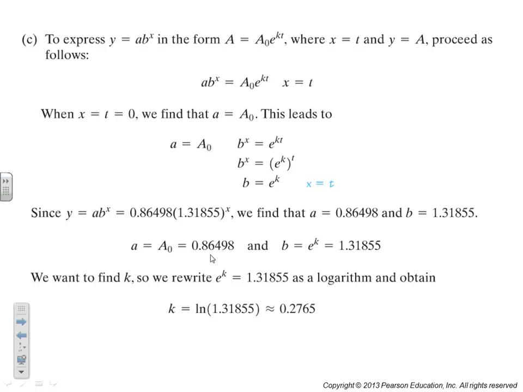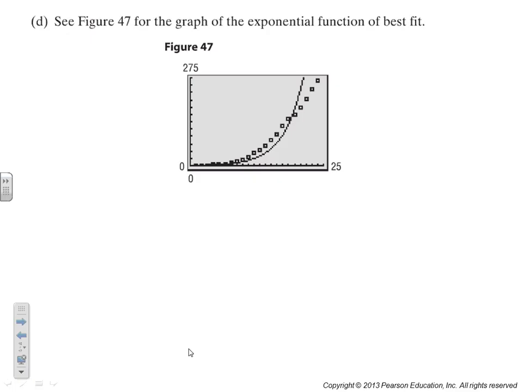So we're going to go back and plug everything in here. A sub 0 is this. K is 0.2765. So our function is 0.86498 e to the 0.2765t. So when we put that, we compare that function to our logistic model. It's not too bad.